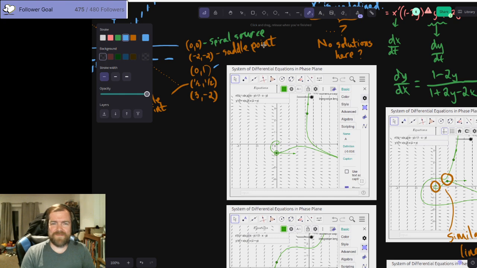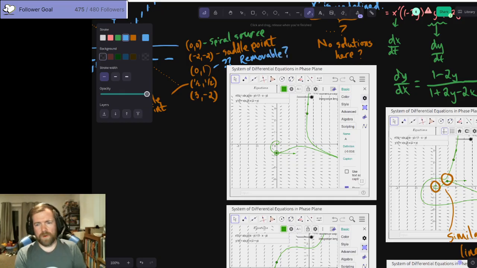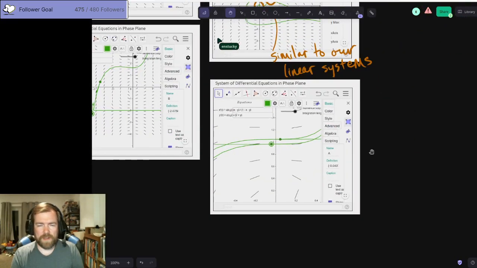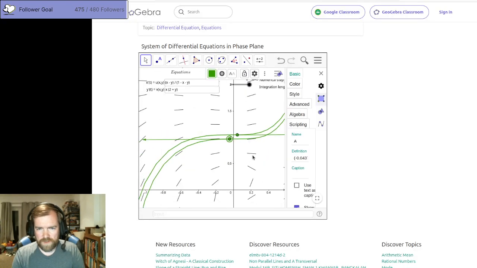Just looks flat. Doesn't look like anything, so it just looks like it might be removable, essentially. Where nothing appears to be happening, so is that really what's going on? I guess we're just going to have to look at it through the math and see what it says is actually happening at that point. And the last one was 3, -2.